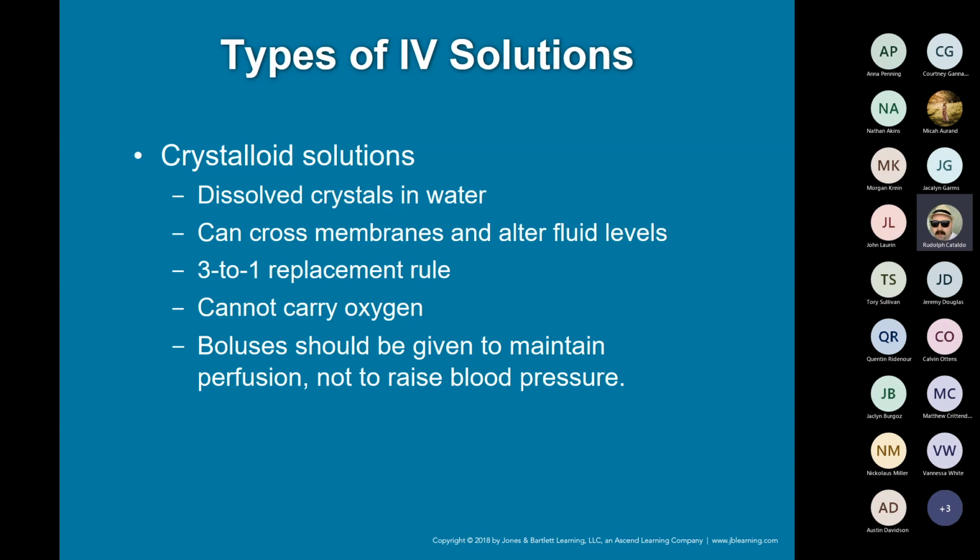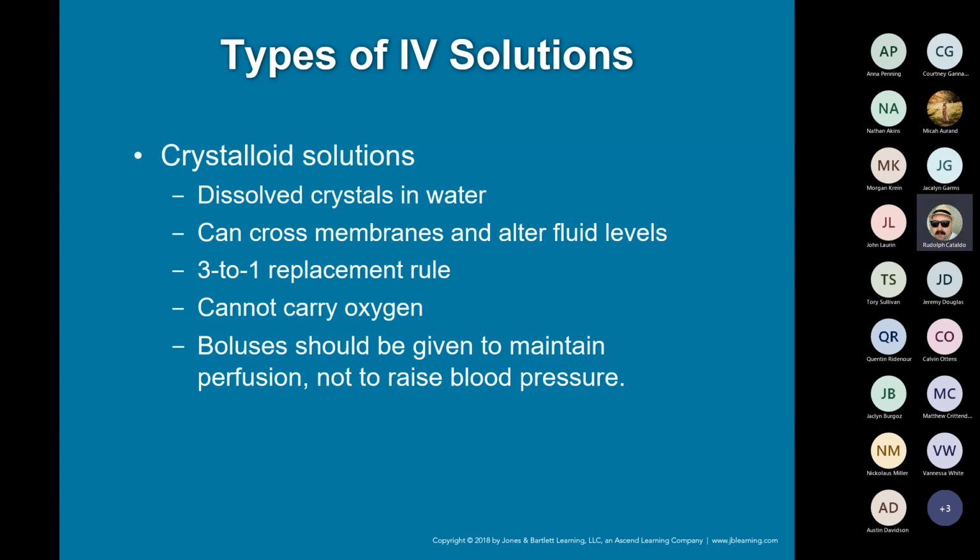Crystalloids, as you can see at the top, is going to be what we're most commonly dealing with. This is going to be our normal saline. This is going to be our lactated ringers. These are going to be the solutions that we're going to be administering to our patients. Now, when we give fluid boluses, like you see at the bottom there, a fluid bolus for an adult is usually 20 milliliters per kilogram of body weight.